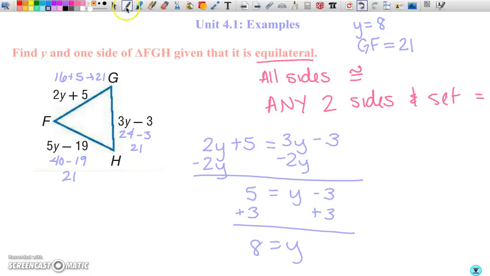And now you'll notice too, let's say I wanted to take the other two, take 2y plus 5 and set it equal to 5y minus 19. You will still get that y equals 8 because they're all the same measurement. So it doesn't matter what two you choose to work with.